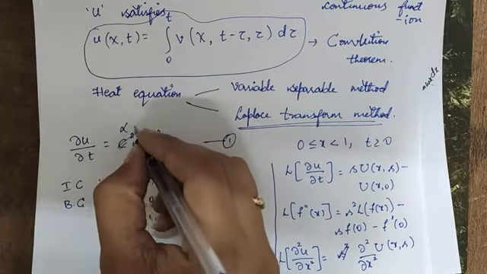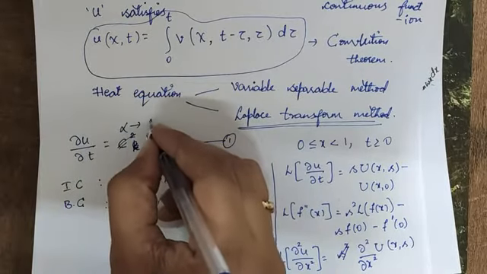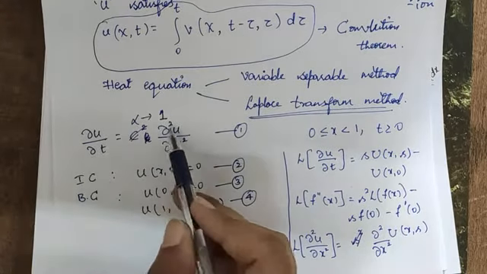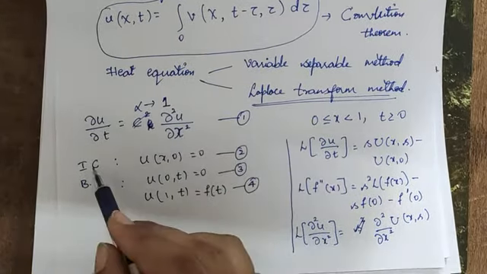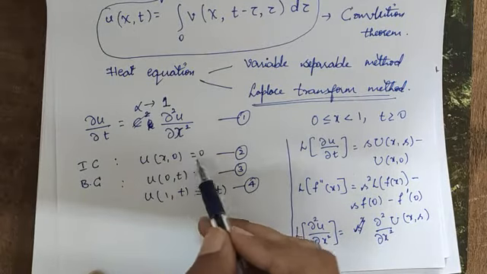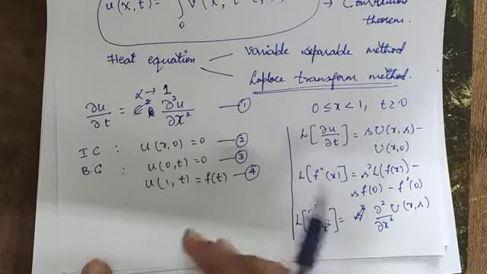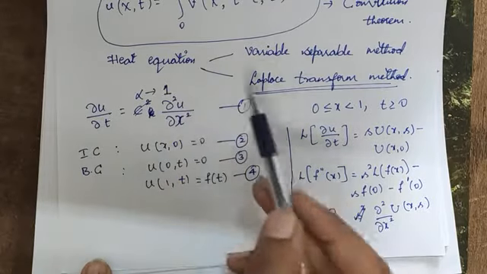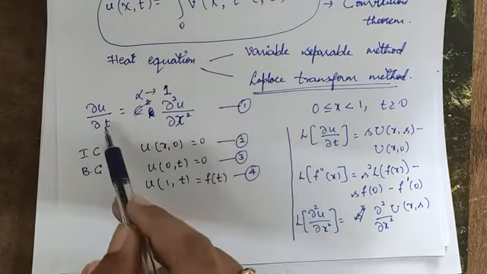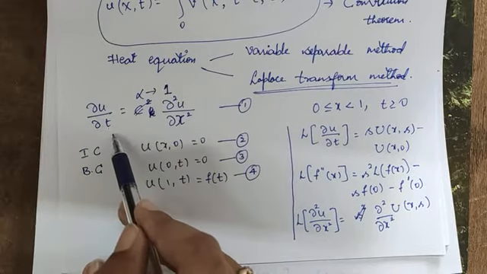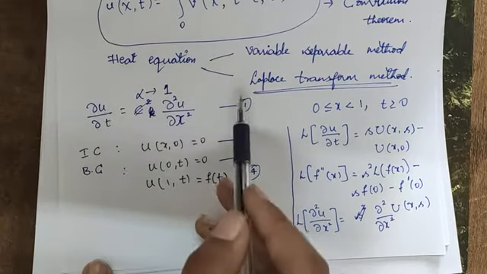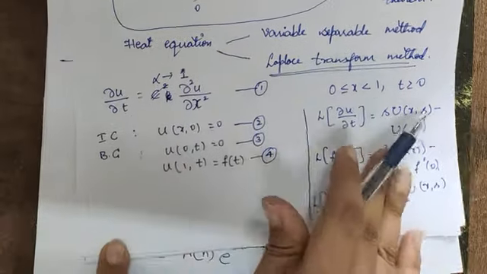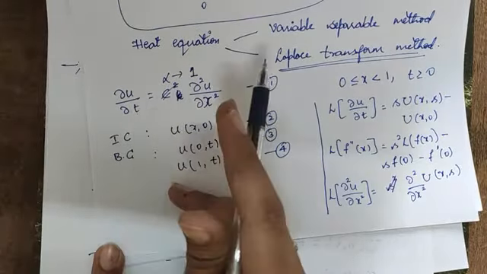Here alpha value is 1. So dou u by dou t is equal to dou square u by dou x square. This is my initial condition, u of x comma 0 is 0, and this is boundary condition. First I will apply Laplace transform to my equation 1 on both sides with respect to t. Before we were applying Fourier transform with respect to x, but Laplace transform we are applying with respect to t. So t changes to s now.